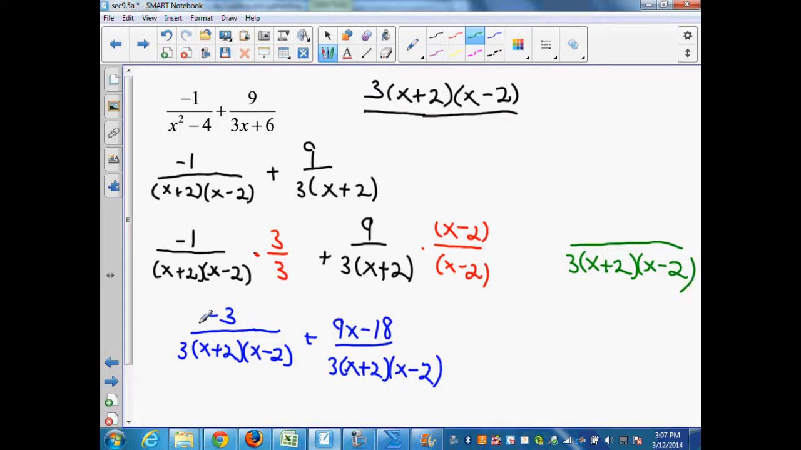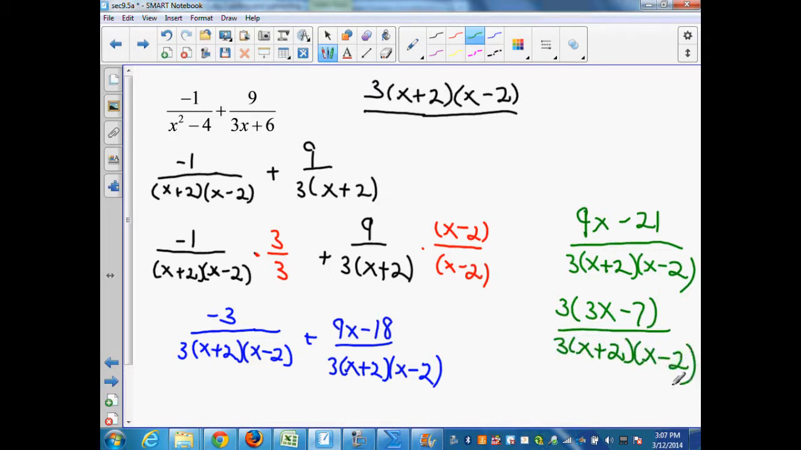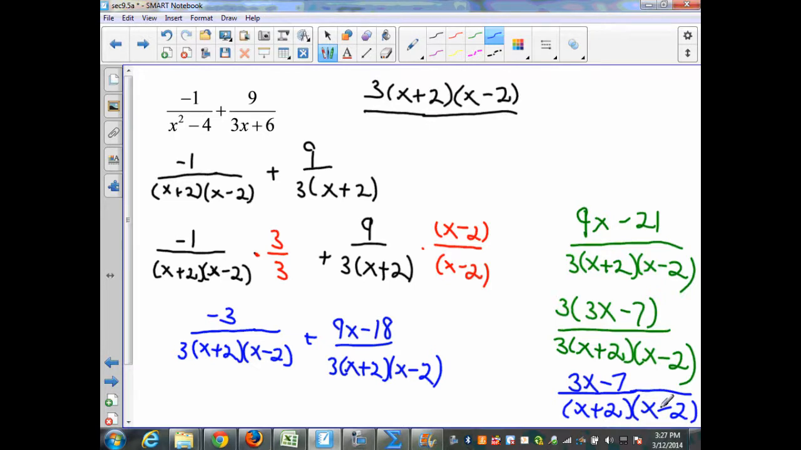Let's simplify the numerator by combining like terms. 9x and a negative 3 and a negative 18 is a negative 21. I can factor the numerator. I can pull out a 3. And when I do, that's going to be 3x minus 7 over 3 times x plus 2, x minus 2. And I can simplify the 3's and cancel those out. And my final solution will be 3x minus 7 over x plus 2 times the quantity of x minus 2.